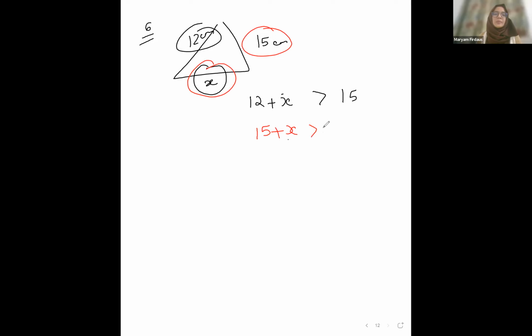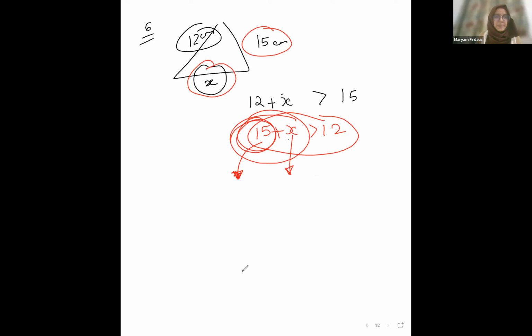Well, that's not going to be a problem for us because 15 plus any positive number is obviously going to be greater than 12, because 15 itself is greater than 12, right? So no matter what you add to this, whether x is 1 or 2 or 3 or whatever it is, one number is already greater than 12. So the whole thing is going to be greater than 12. Is this much clear? Yeah. So this is not going to be a problem for us.